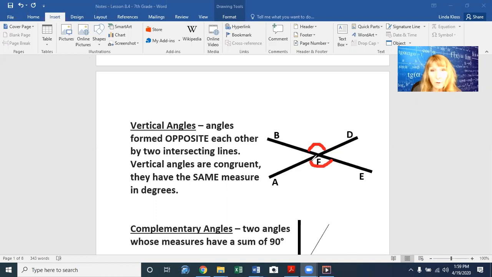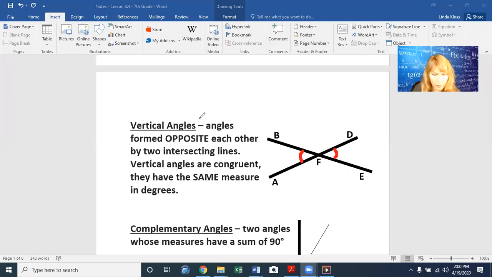So vertical angles are always congruent. Another super important fact that will help you a ton when you get to geometry. So that means that this angle here, angle BFD, is congruent or equal to angle AFE. Also, these two vertical angles are congruent. Angle BFA is congruent to angle DFE.